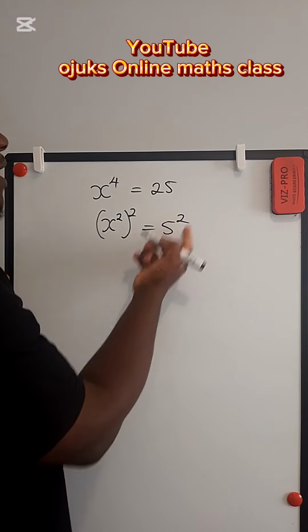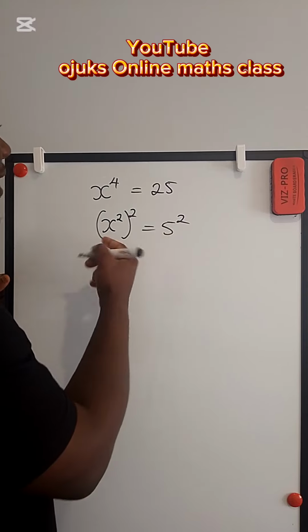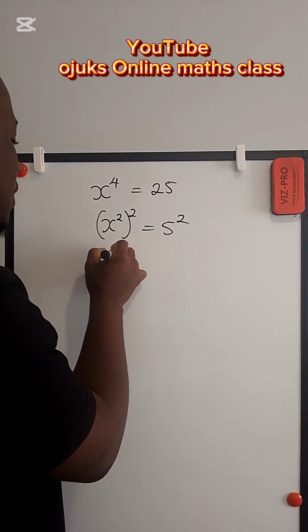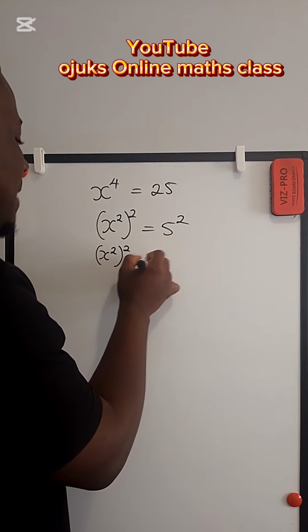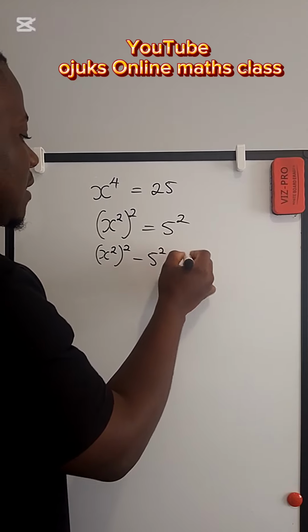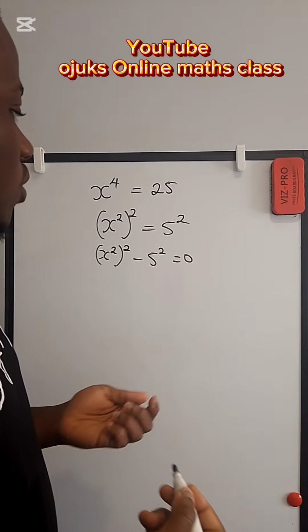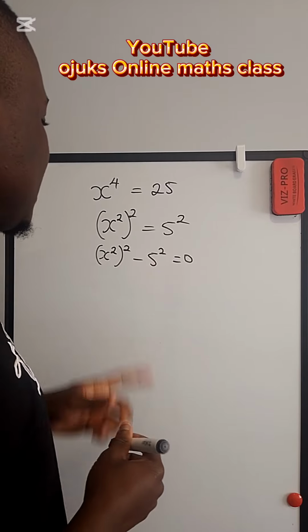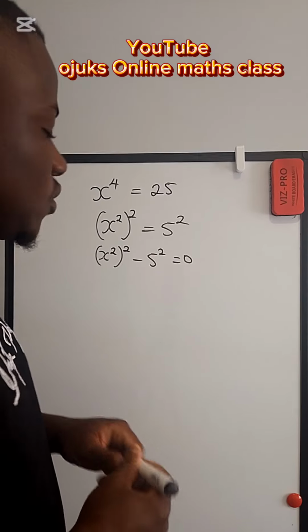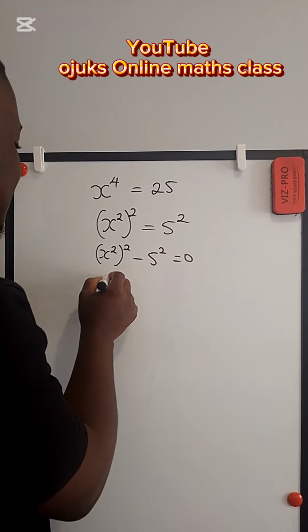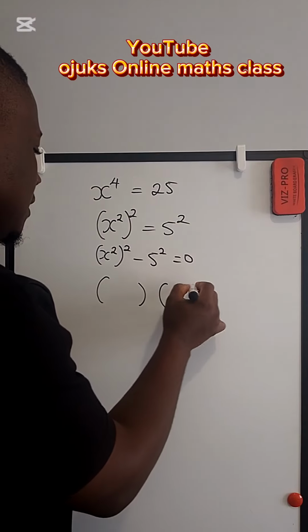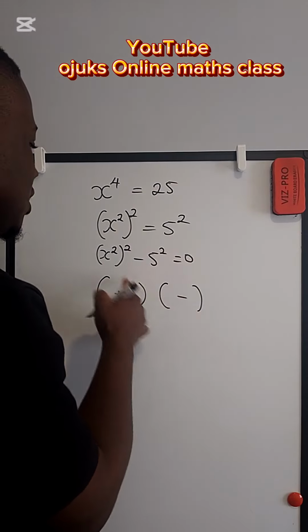Now, if we bring 5 to the power of 2 to this side of the equation, we're going to have x squared raised to the power 2 minus 5 squared equals 0. Okay, we'll solve for that. Now, applying the concept of difference of two squares, we open two brackets as usual, plus in one, then minus in the other one.